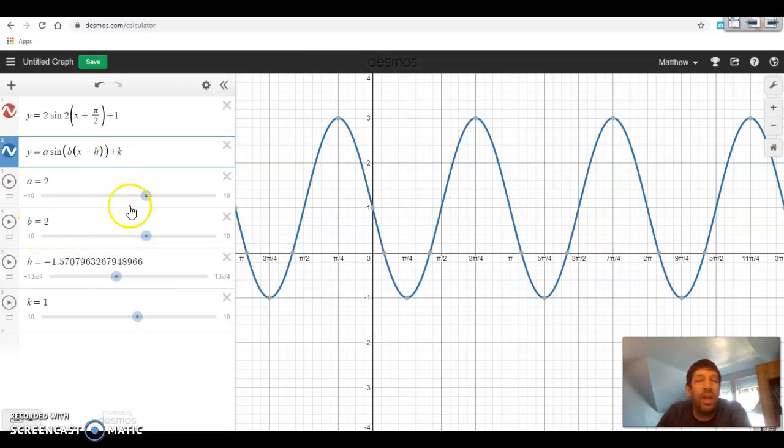So that's H. And then B tells you how many cycles you're going to get through in a distance of 2 pi. And we'll look at another way of figuring out B in another video where we actually use the period length in order to calculate the b value. But hopefully this gives you a good start on what you need to know about A, B, H, K, and graphing form for sine.